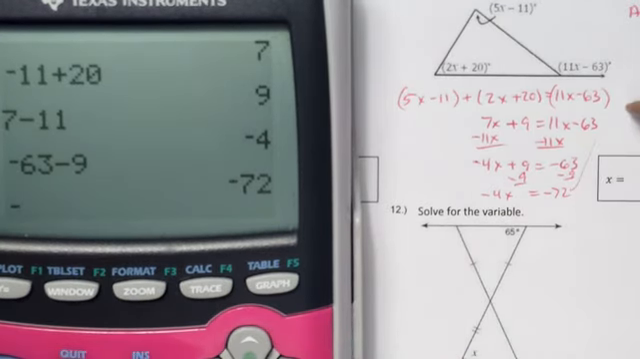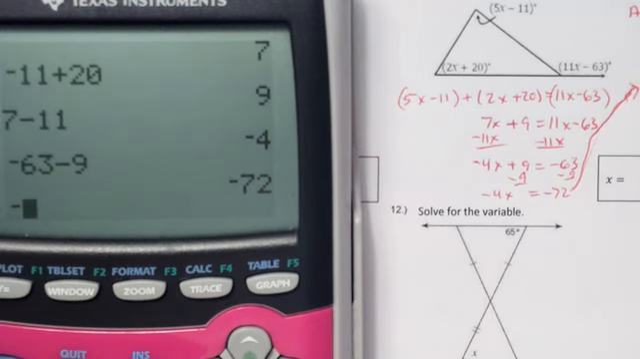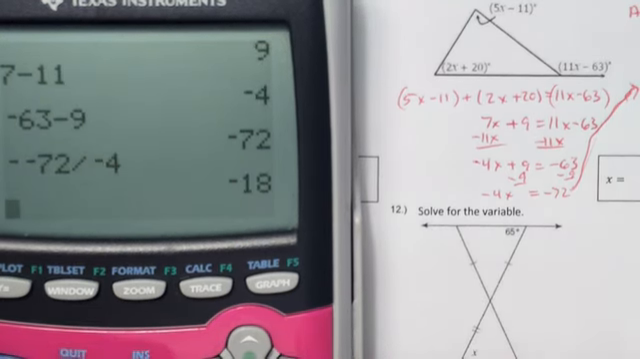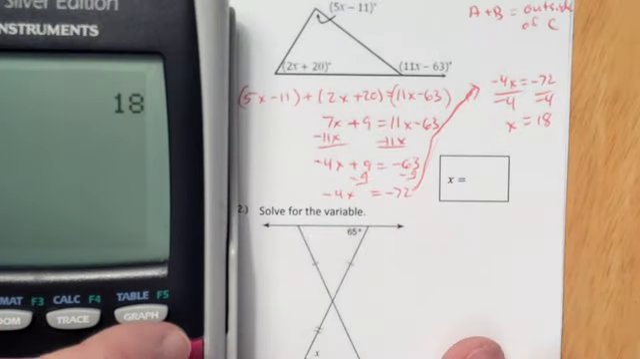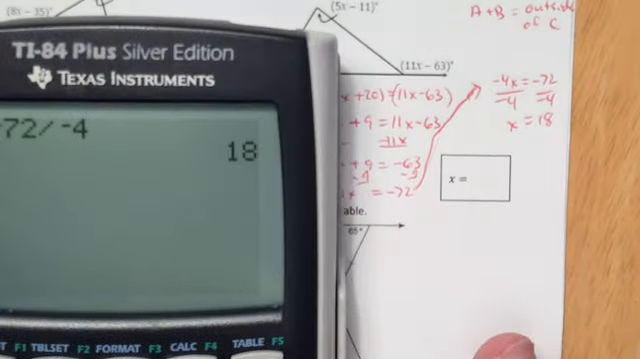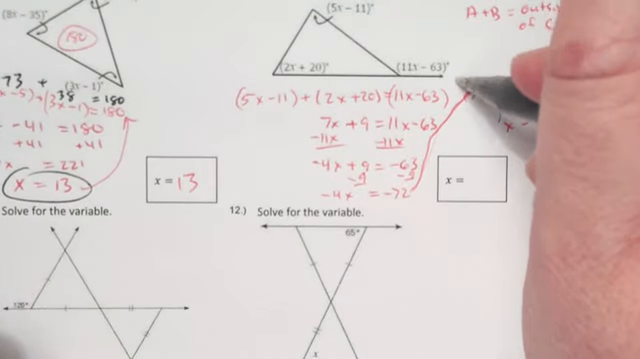I ran out of room, so I'll put it up here. So I have negative 4x equals negative 72. I'm going to divide both sides by negative 4. Whoops, let's try again. Negative 72 divided by negative 4, and I get x equals 18. Whoops, only helps if you can see it. All right, so I divide that, and I get this number. Okay, so you always take this, and you plug it back into the equation, right?